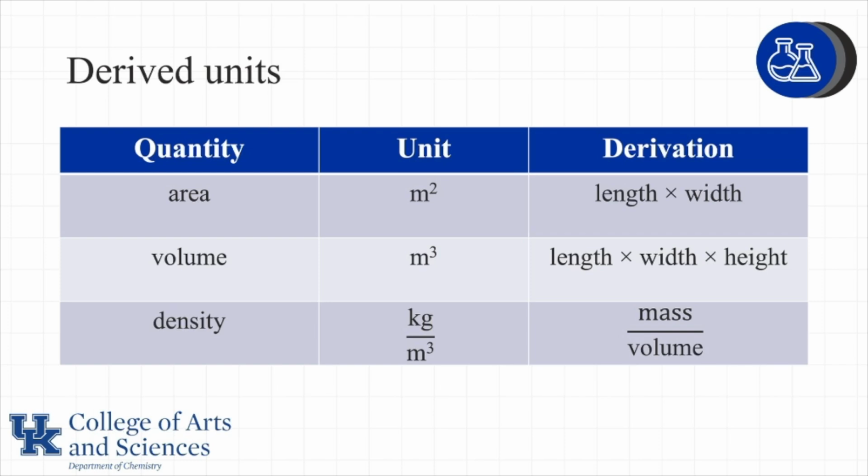The other one we talked about is density. Officially, the base unit for that would be kilograms per meter cubed. However, we generally see that in grams per milliliter or grams per centimeter cubed, simply because the quantities we're dealing with are smaller. There are other derived units. These are the ones that we see most often.